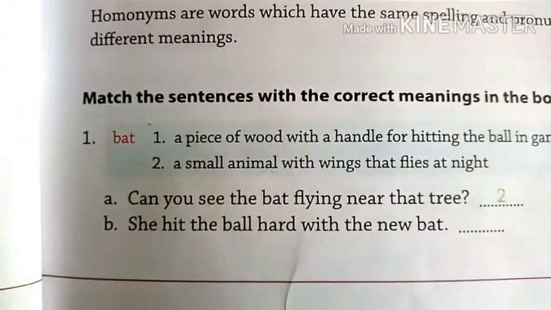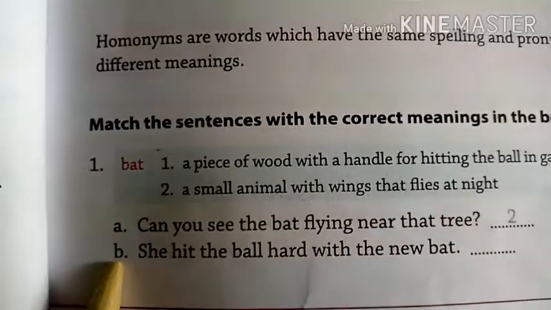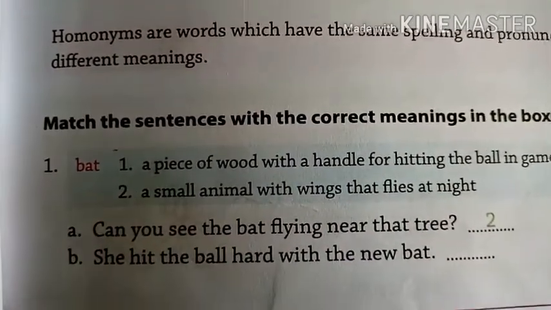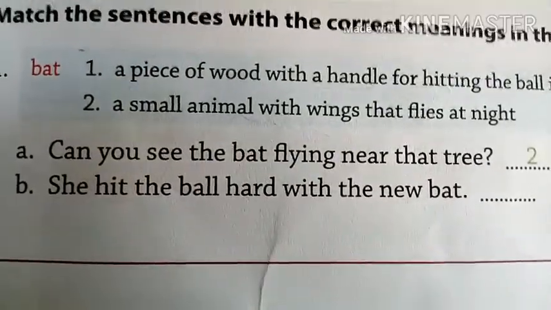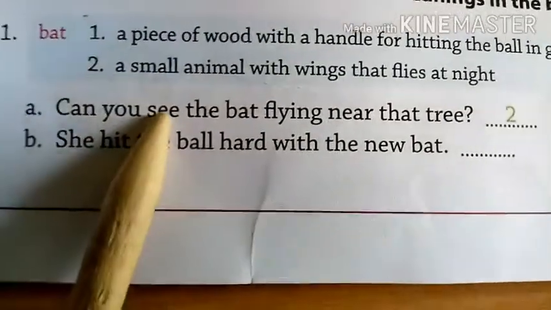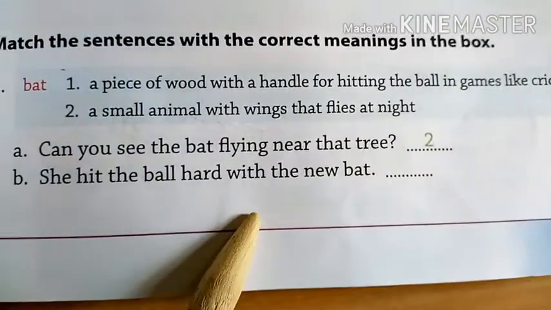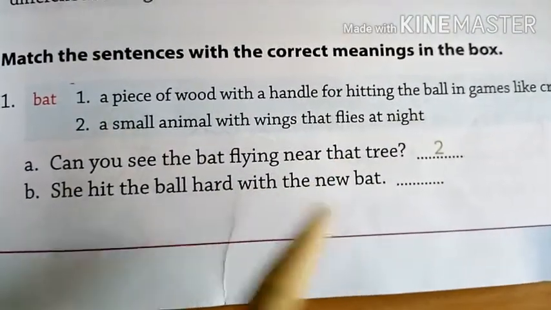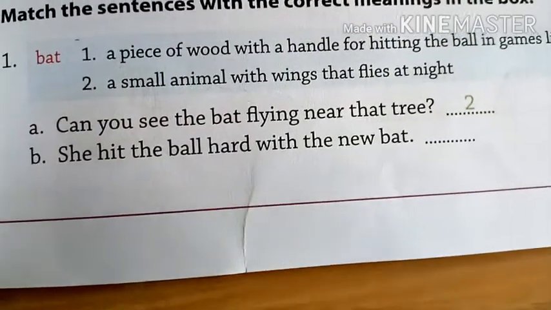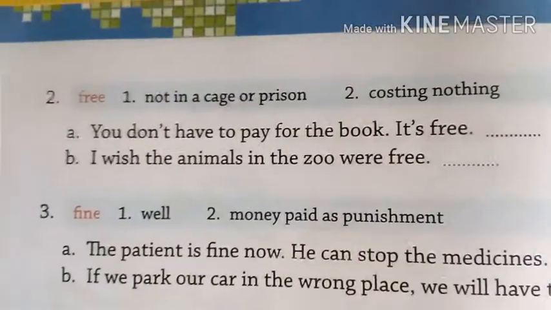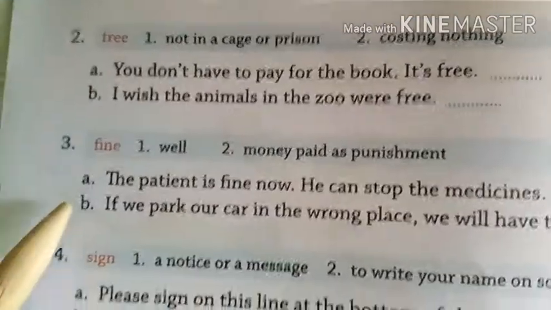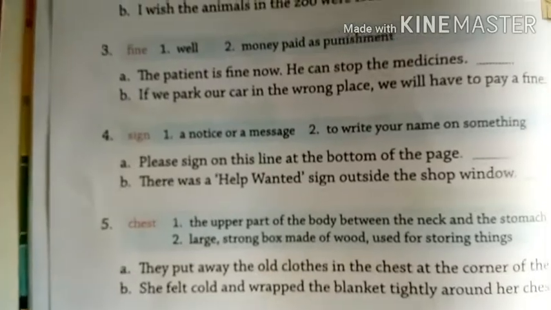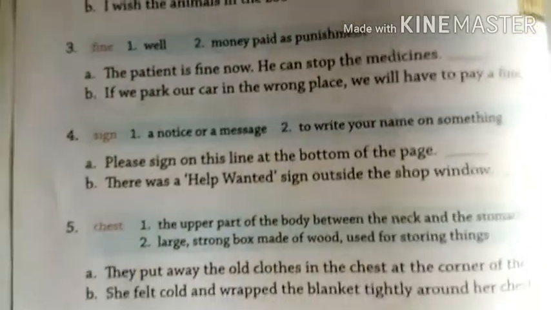So student, here A and B. You should match the meanings correctly. Right, here 1 and 2. You do like that for second, third, fourth and fifth. Complete in your book and also notebooks.